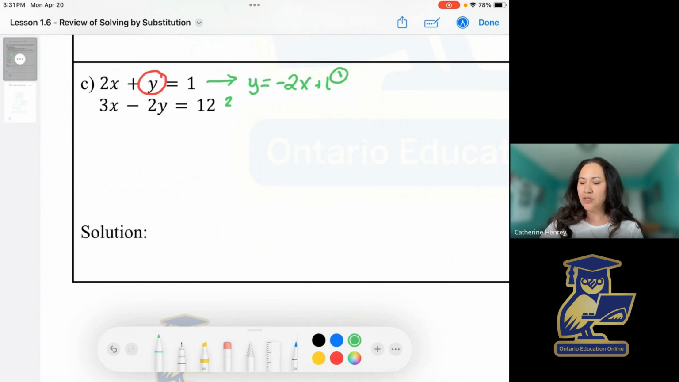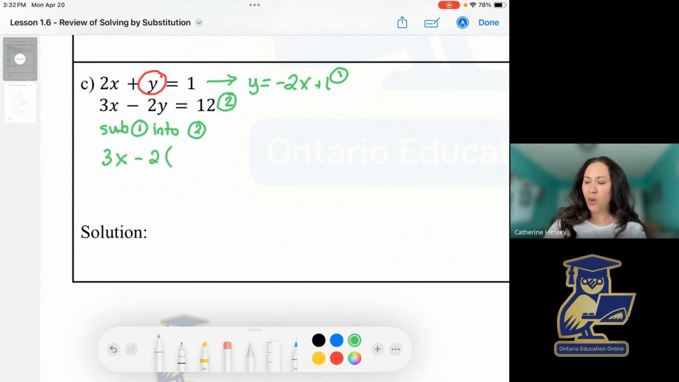And then I have equation 2 that I didn't do any manipulation to. So again, I'm going to stay organized. I'm going to sub equation 1 into equation 2, and I'm going to use my brackets. So 3x minus 2, and instead of y, I substitute negative 2x plus 1, equals 12.